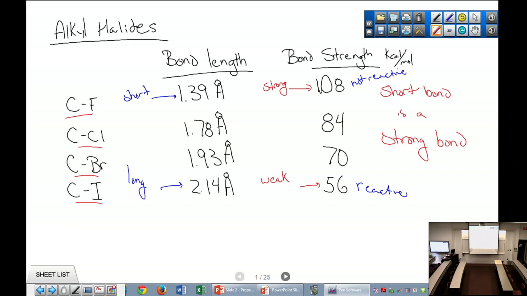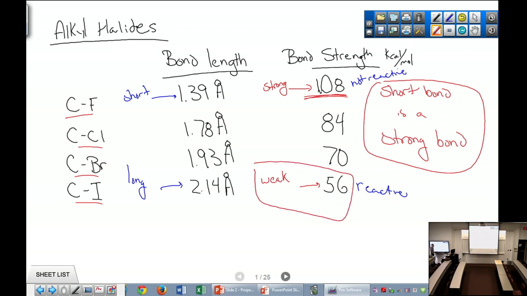So, carbon fluorine bonds are short. A short bond is a strong bond, right? So the carbon fluorine bond is short. It has the highest bond strength, 108 kilocalories per mole, right? The shorter the bond, the stronger the bond. The iodine bond is the longest bond of this group, right? It is the weakest bond of the group. It's basically half as strong as the carbon-fluorine bond.